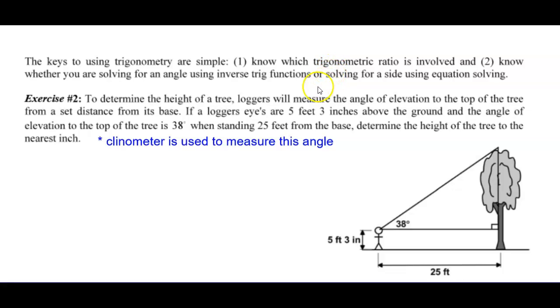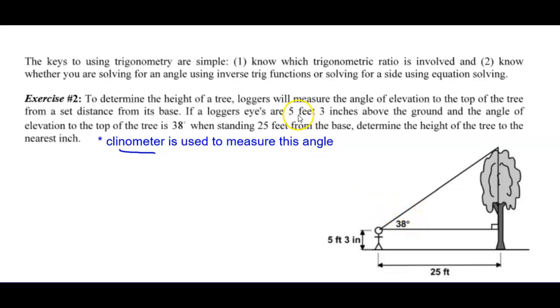So in this problem, to determine the height of the tree, loggers will measure the angle of elevation to the top of the tree, and the way they measure it is with this tool called a clinometer. And so that clinometer is basically telling them at what incline am I looking up from horizontal. And so this logger is looking up at a 38-degree angle and sees the top of the tree. So there are tools that actually let you do that. That is not just a guess.